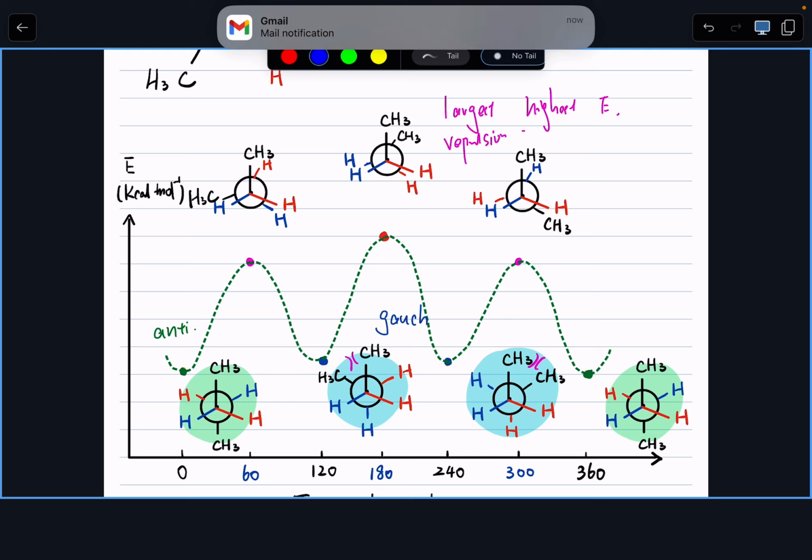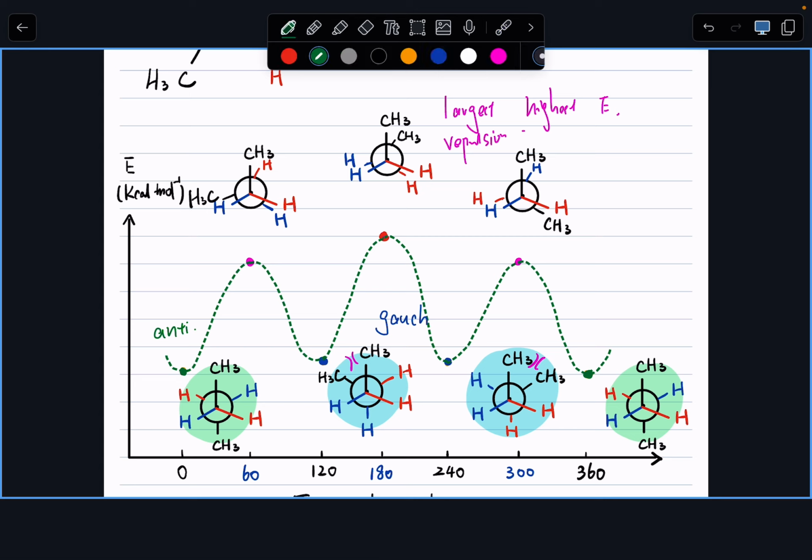If you want a number, we actually can calculate these numbers using quantum mechanical calculation. Like if we set our anti to be 0.00, my gauche conformation will be about 0.9 kilocalories per mole. And then my more stable eclipsed conformation will be 3.6. And my highest energy eclipsed conformation will be about 4.0.